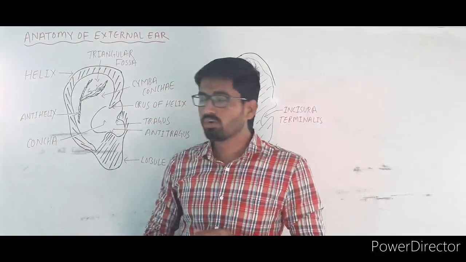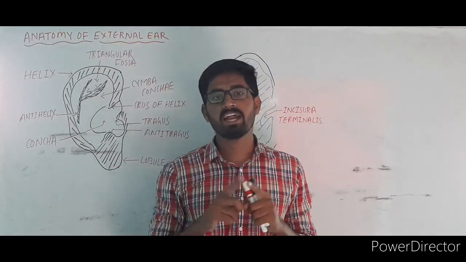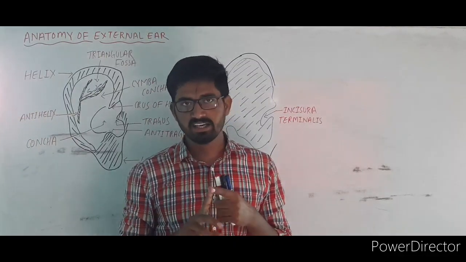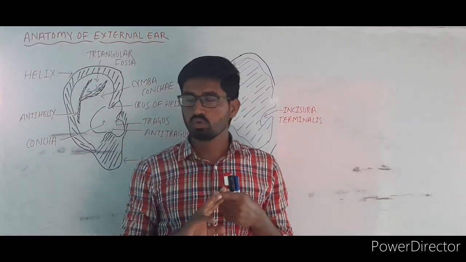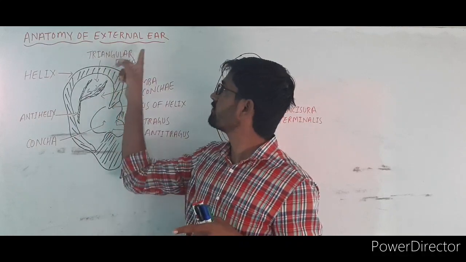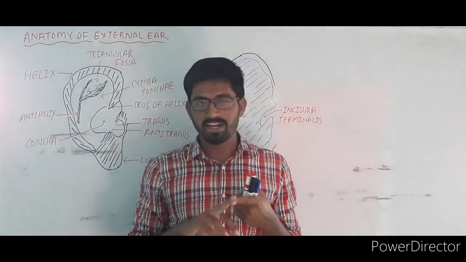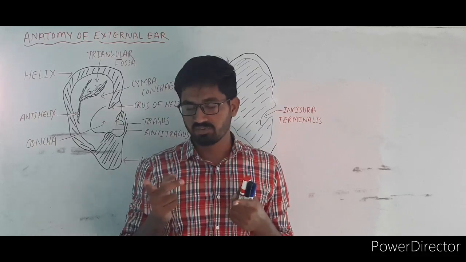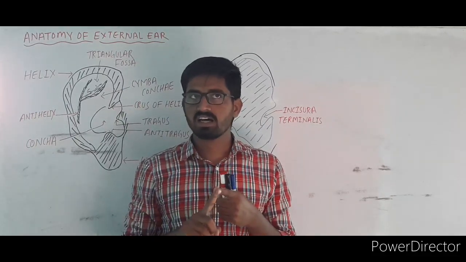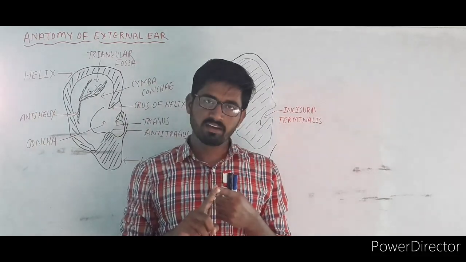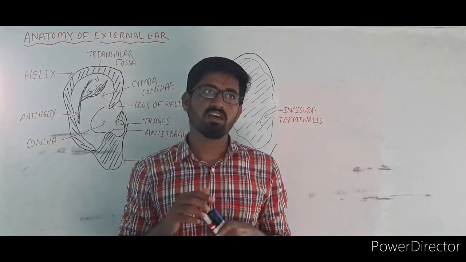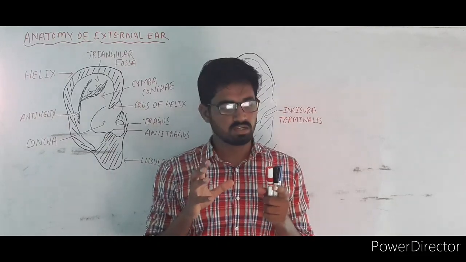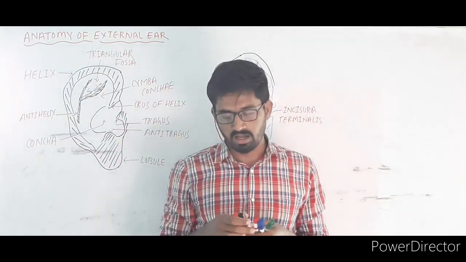Hi friends. So today we are going to see the anatomy of the ear. The ear is divided into three parts: external ear, middle ear, and inner ear. Today's topic is the anatomy of the external ear. The middle ear is very important, and we will discuss it in the next video. The external ear is important for clinical purposes, so you have to know some things about it.